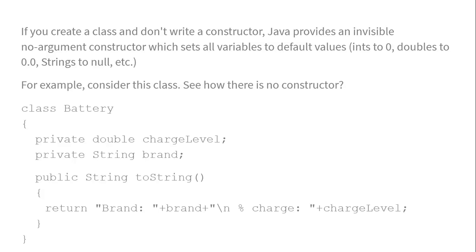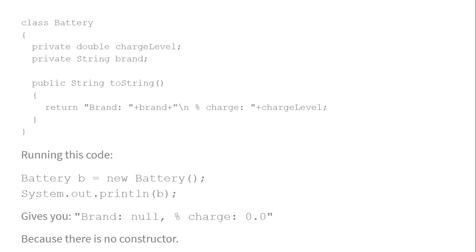So here's an example. I made a battery class. I got these two private variables, and there's a toString, but there's no constructor. And so if I created a new battery, right down here, and printed it, I would get brand null charge 0, because there's no constructor.